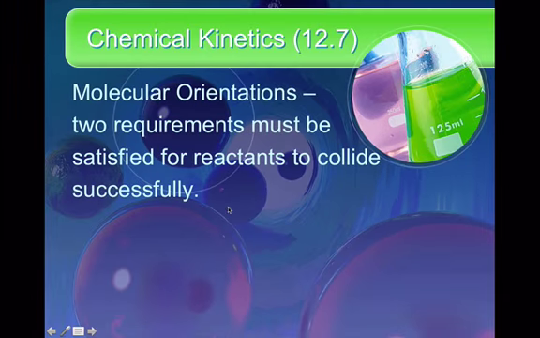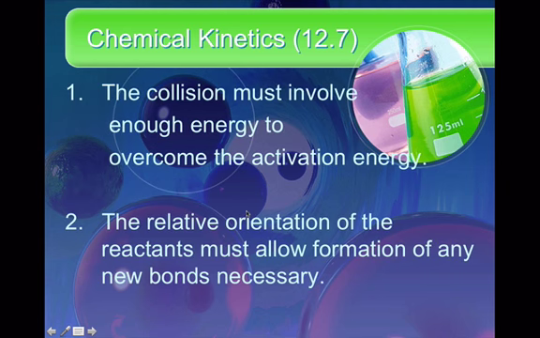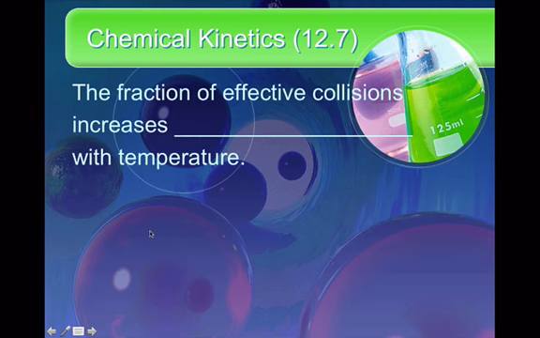The molecular orientations, and that's what we were looking at in that picture earlier. Two requirements must be satisfied for the reactants to collide successfully. The collision must involve enough energy to overcome the activation energy. So when they collide, there has to be enough energy, and also when they collide, they have to be oriented correctly. So they have to hit in the correct way that the reactants are allowed to break their bonds and form any new bonds if they need to. So they have to have enough energy and they have to be oriented correctly in relationship to each other.